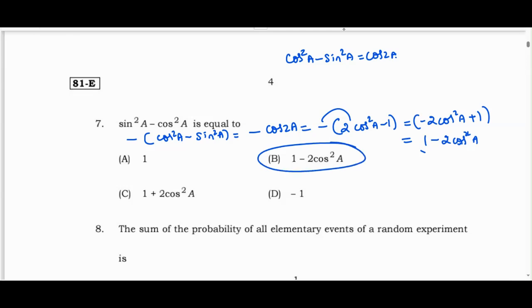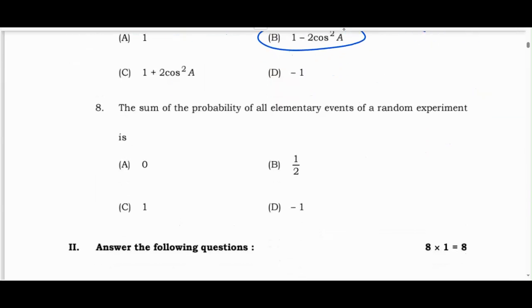Then moving on to the next one, we have the sum of the probabilities of all the elementary events of a random experiment. The sum of the probabilities should always be 1.